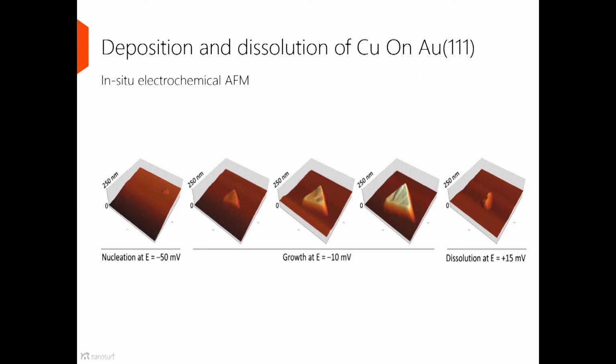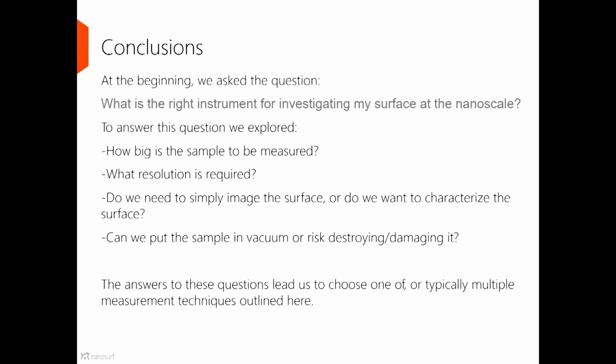So, getting to the end, I know it's been a lot. I've got some conclusions. So at the beginning, we asked the question, what is the right instrument for investigating my surface at the nanoscale? And to answer that question, we basically generated some other questions. How big is our sample to be measured? What resolution do we require? Do we need to image it, just take a picture, or do we want to characterize the surface in more detail? Can we put the sample in vacuum? Can we risk damaging or destroying it?